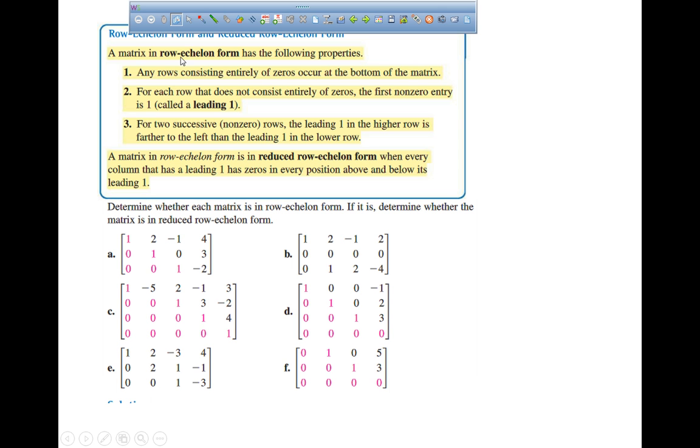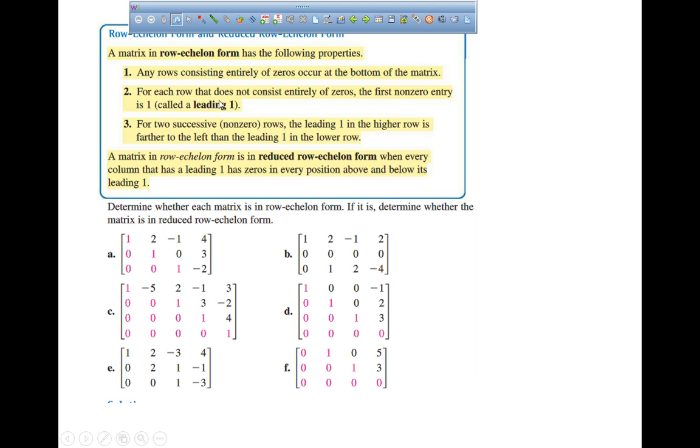Row echelon form we already learned about when we learned about systems of equations. It has the following property. Any rows consisting entirely of zeros occur at the bottom of the matrix, okay? So see how those are all zeros on the bottom? So far that's good. So far this is good. This is not good. Well, we don't know yet, okay?